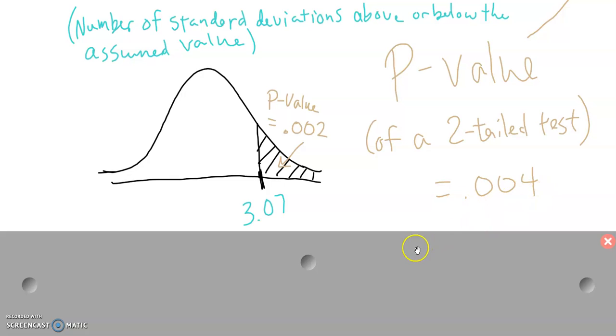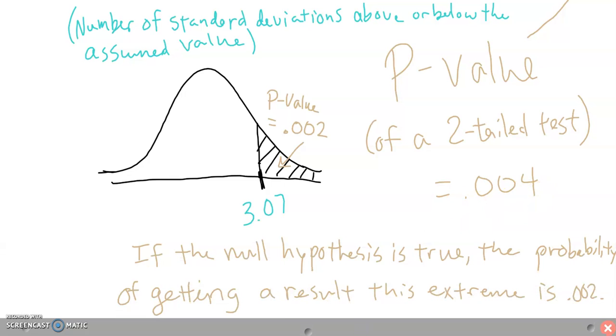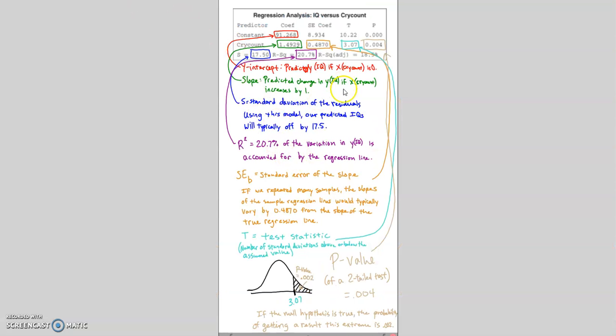Now, to interpret a p-value, just a reminder, it's a conditional probability. The condition is if the null hypothesis is true. In this case, for the output table we're looking at, the null hypothesis would be that the slope is 0, which means that there's no relationship between the two variables. So there's not a linear relationship. That means slope is 0. Then the probability of getting a result this extreme is 0.002. So that's how you interpret a p-value. So there's all the numbers you should know.